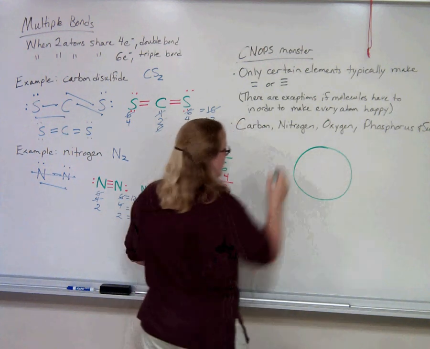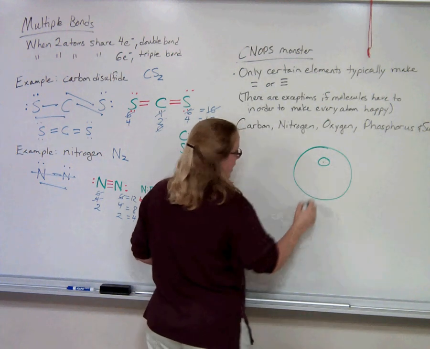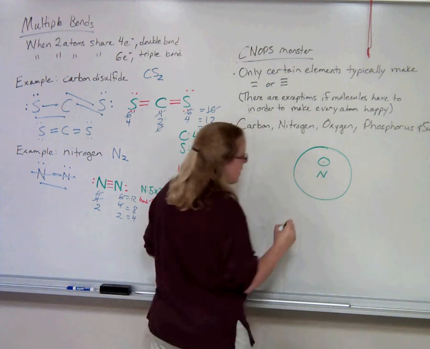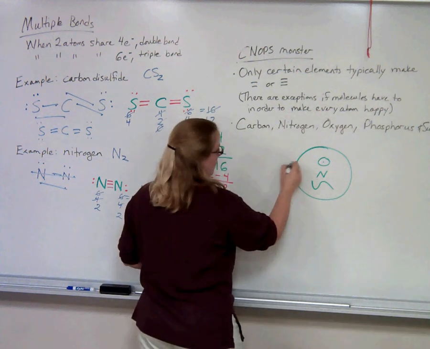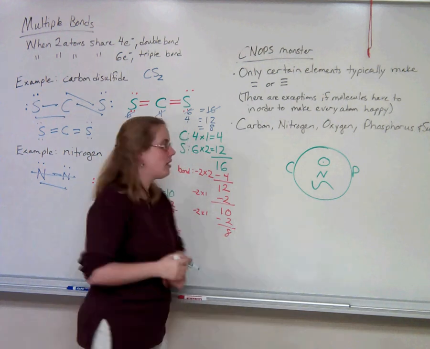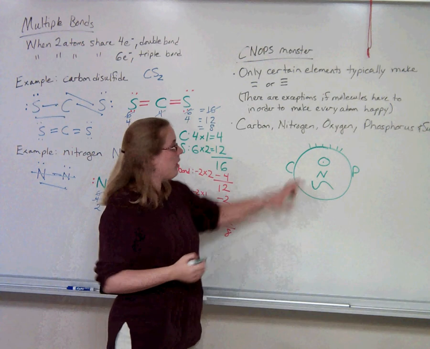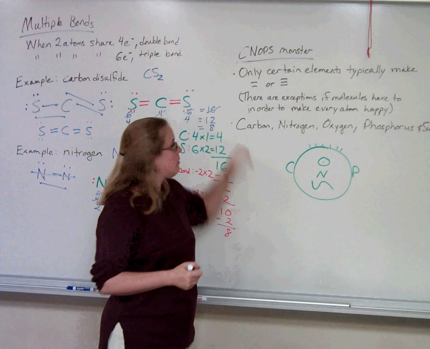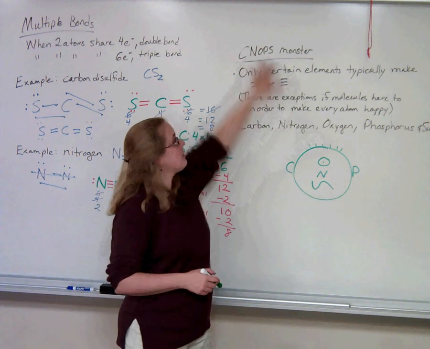and we give him an eye, and we give him a nose, and we give him a mouth, and we give him an ear, and another ear, and now we have our Synapse monster. Let's give him a little hair, so he's pretty. So Synapse is just a little visual representation of the atoms that can make double or triple bonds. Carbon, nitrogen, oxygen, phosphorus, and sulfur make Synapse.